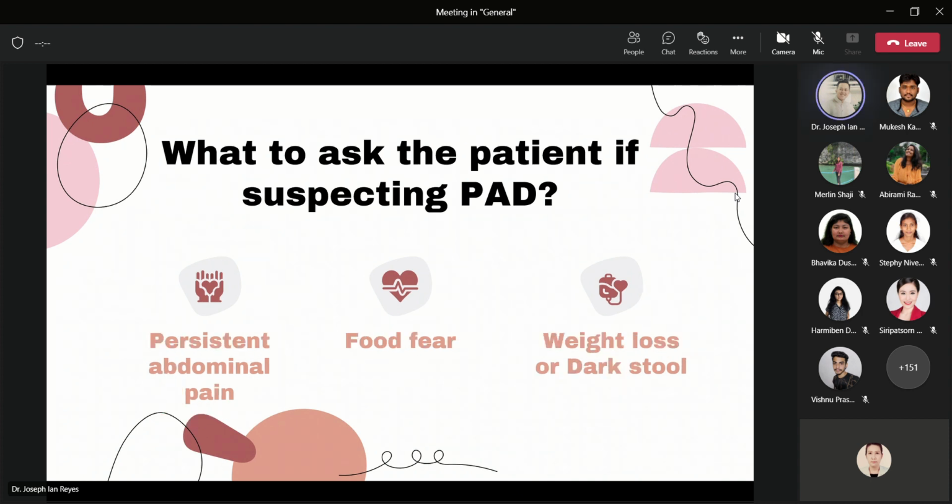You have to ask if there are persisting abdominal pain. Ask about any related food fear and weight loss or dark stools. So these symptoms suggest mesenteric ischemia from arterial embolism, arterial or venous thrombosis, bowel volvulus or strangulation, hypoperfusion. Also, failure to detect acute symptoms can result in bowel necrosis and even death. That's why I've mentioned earlier that it is a medical emergency.